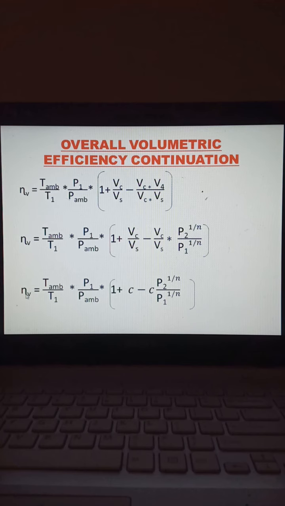My final equation becomes: the volumetric efficiency is equal to Tamb divided by T1 into P1 divided by Pamb into 1 plus C minus C into P2 divided by P1, the whole raised to 1 by n. This is the formula for calculating the volumetric efficiency.